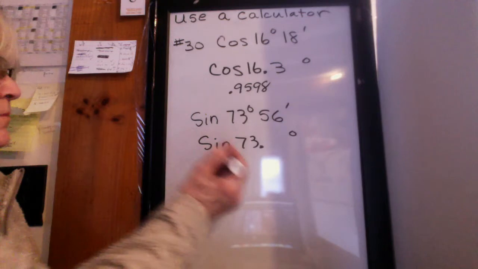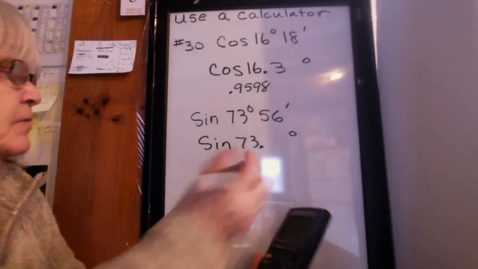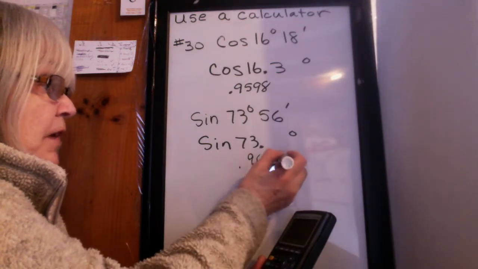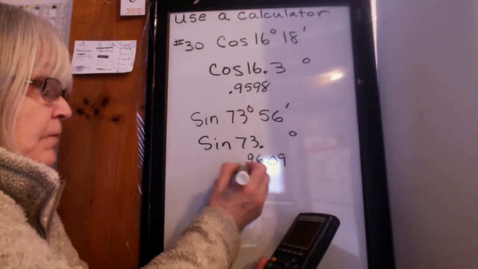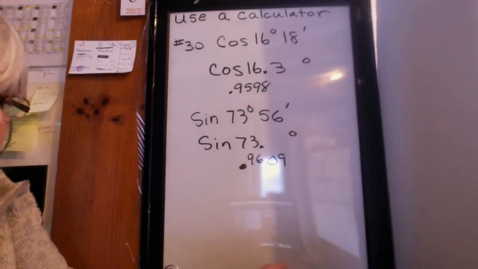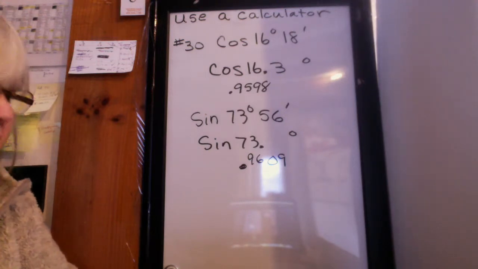And the answer comes out to, and we want 4 decimal places, so 0.9609. The next number is 4, so I'm not going to change that 9. I'm going to keep it like that. So there's a few of these in the book for you to do. Hopefully you can try those.